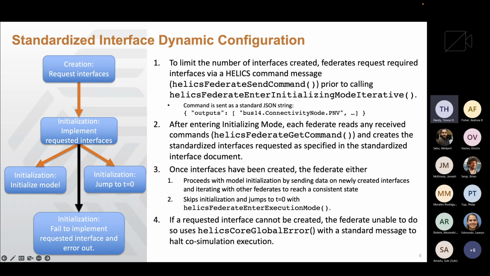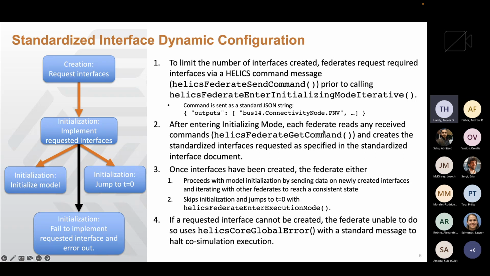Once a federate has seen all the interfaces it needs created, it can then call enter initializing mode iterative. The reason we're calling this iterative is it allows federates to make sure that they've received all their commands, to iterate in this initializing mode and continue receiving commands, and make sure that they're getting all the messages about who needs what.